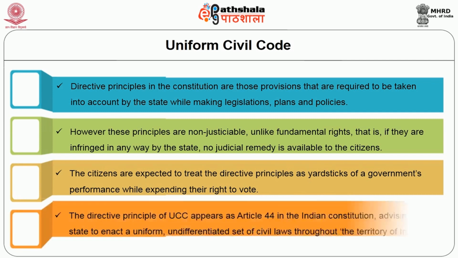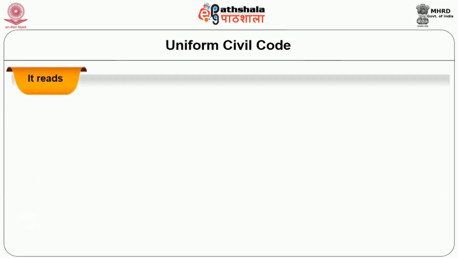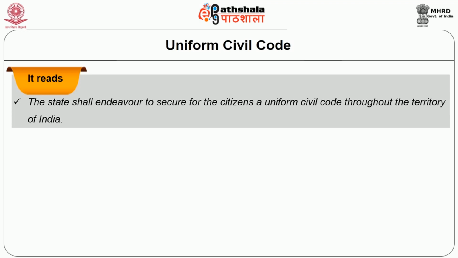The directive principle of UCC appears in Article 44 in the Indian Constitution, advising the state to enact a uniform, undifferentiated set of civil laws throughout the territory of India. It reads, "The state shall endeavour to secure for the citizens a uniform civil code throughout the territory of India."